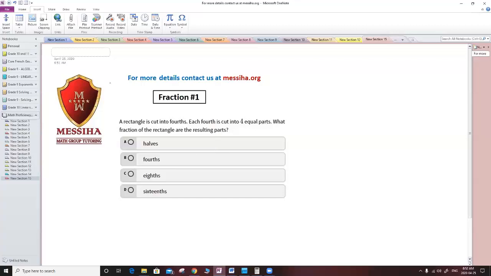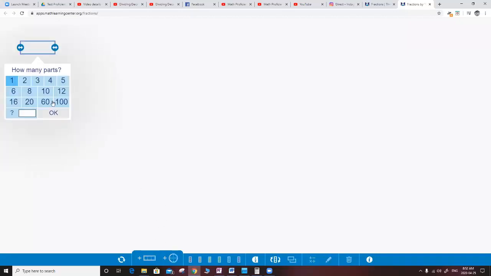This problem is about fractions. So what is the problem saying? It's saying a rectangle is cut into fourths. That means cut into 4 parts. So to start, I can start something like that.